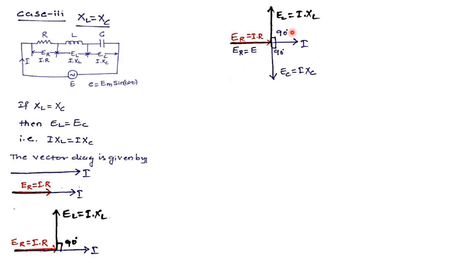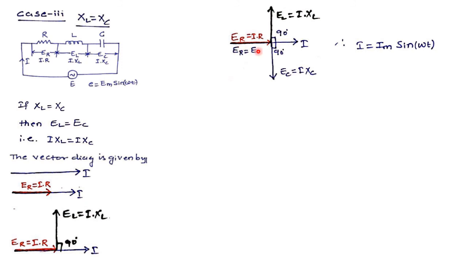So therefore EL leads the current by an angle 90, EC lags the current by an angle 90. Now here observe the length of these vectors. These vectors are exactly equal because XL is equal to XC, therefore my EL is equal to EC. Hence the two vectors are exactly opposite to each other. The effect of these two vectors will cancel out. Therefore the resultant voltage is nothing but the voltage across the resistance.